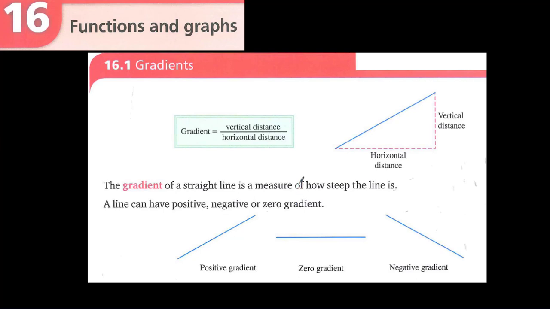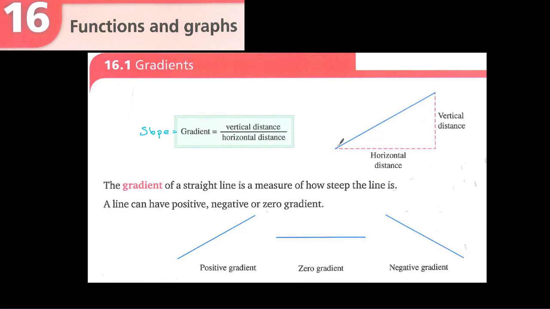Hi dear students, we are starting a new chapter, functions and graphs. The first subject is gradients, and instead of gradients we also use the slope of the straight line. What does it mean? It is vertical distance divided by horizontal distance. You will get the gradient, or slope, of the straight line.